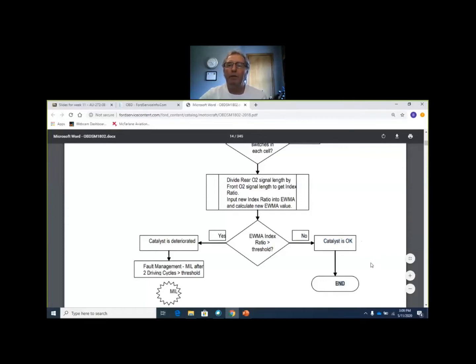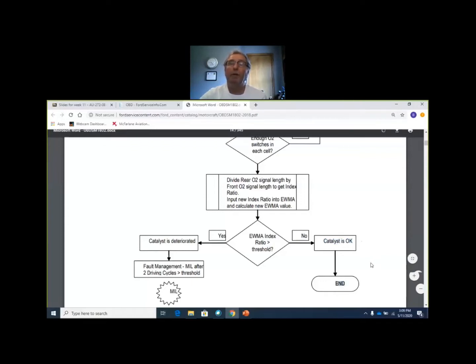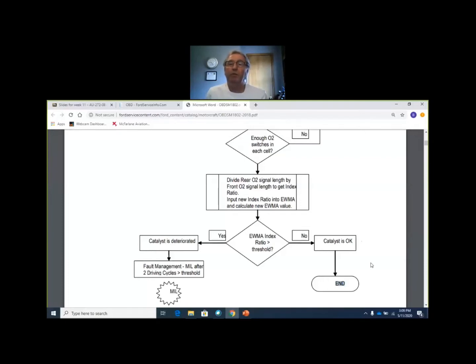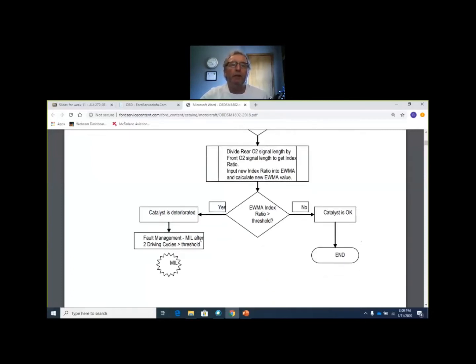and that OBD2 trip is over. I don't care if you continue to drive the car for another 500 miles, the catalyst monitor has completed. So let's go back to the yes answer here. The catalyst is deteriorated. So what happens then? Malfunction indicator light after 2 driving cycles above the threshold.